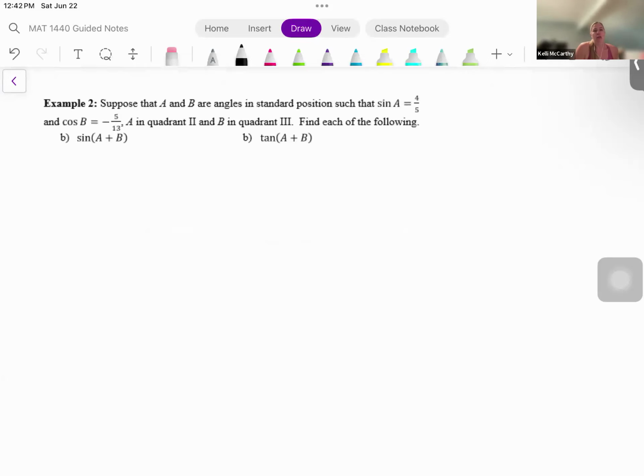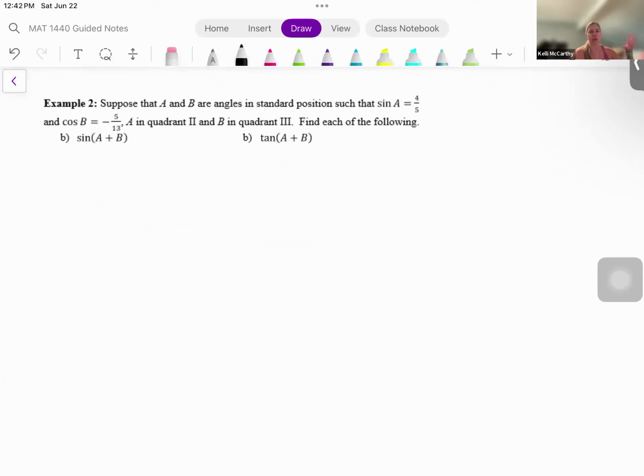Suppose that A and B are angles in standard positions such that sine of A is 4/5 and cosine of B is -5/13. A is in quadrant 2, B is in quadrant 3. Find each of the following. Sine of A plus B, tangent of A plus B.